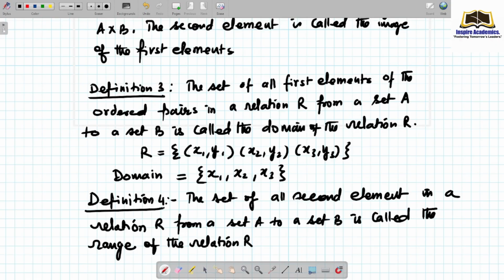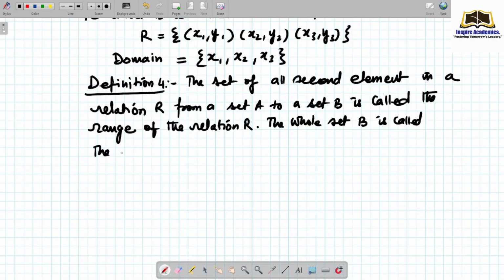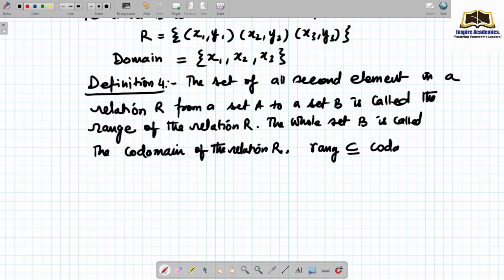The whole set B is called the codomain of the relation R. We may note here that range is always a subset of or equal to the codomain. This may be remembered.